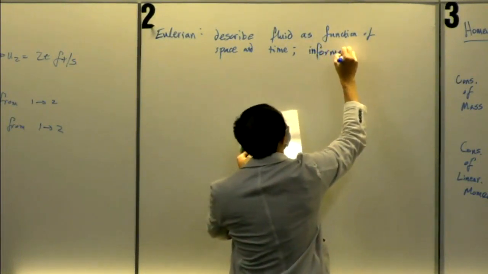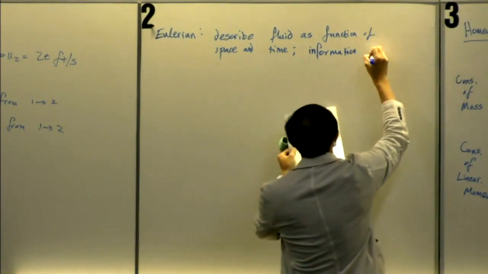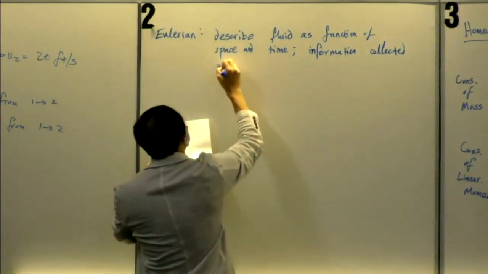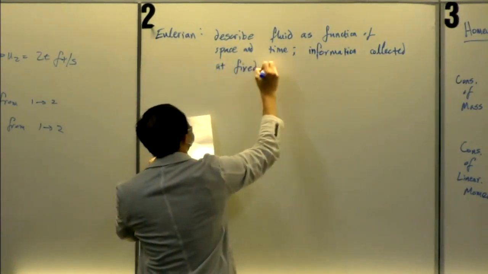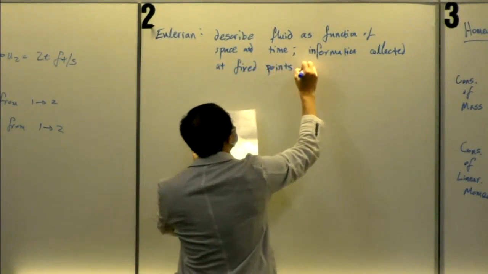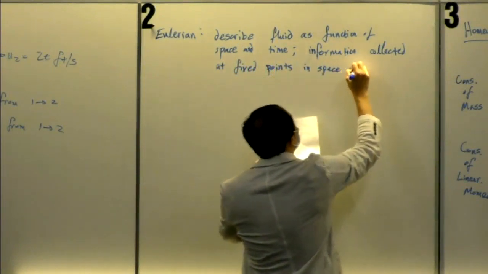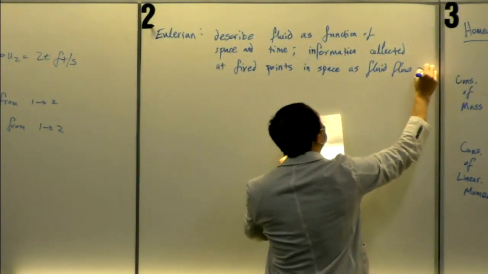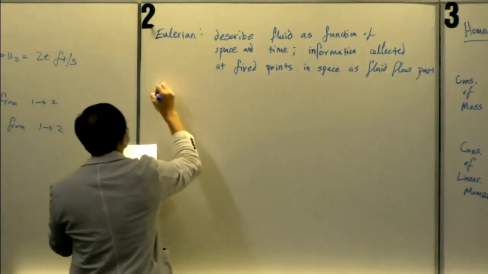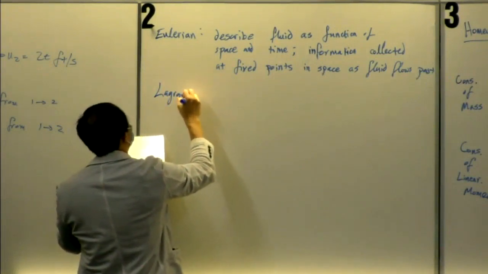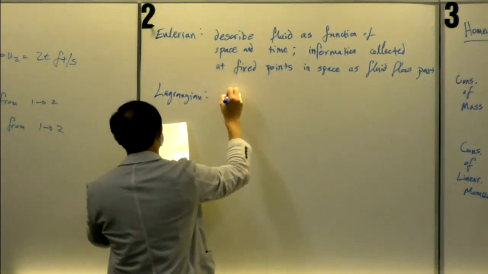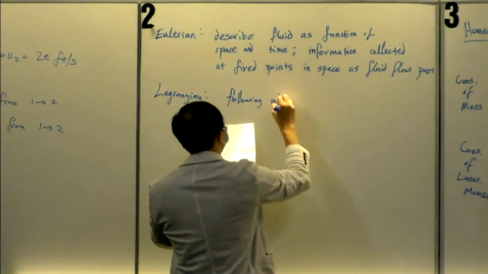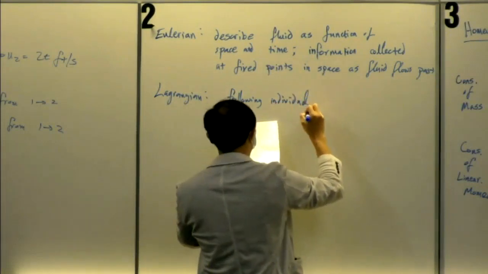So information is collected at fixed points in space as fluid flows past. And there's a whole area of fluid mechanics called Lagrangian fluid mechanics.